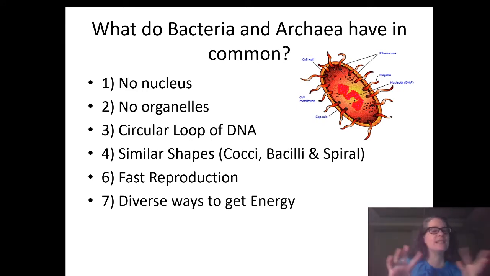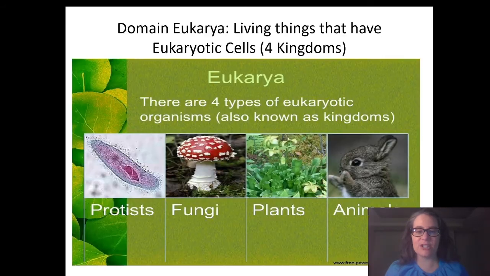And they have diverse ways to get energy. We will see in our eukaryotes that plants, animals, and fungi really only have one way to get energy, and that separates them. These are much more diverse, and they often will have many ways to get energy.